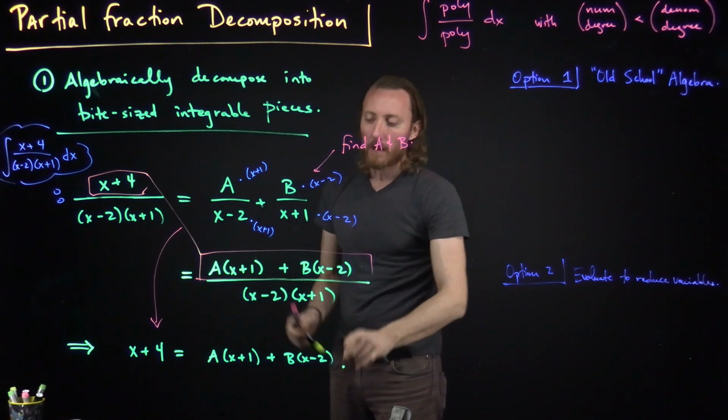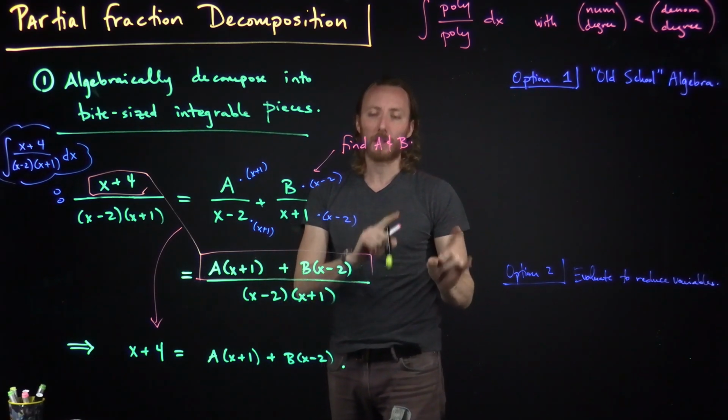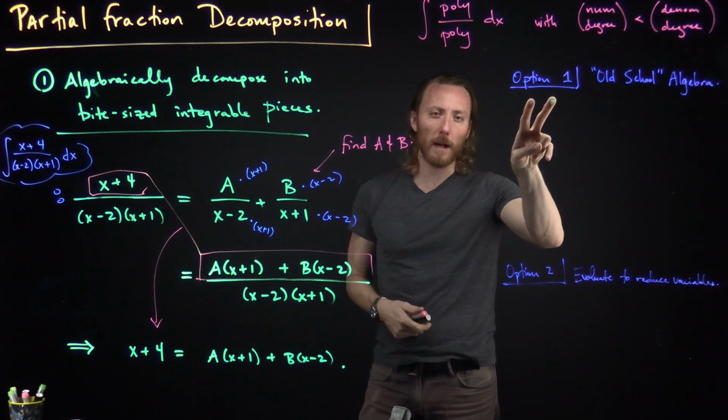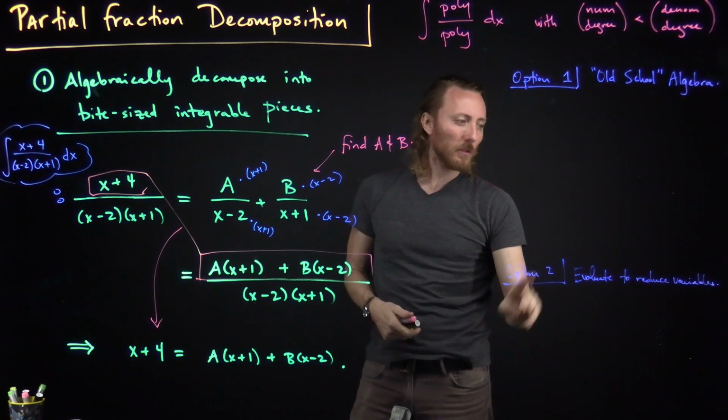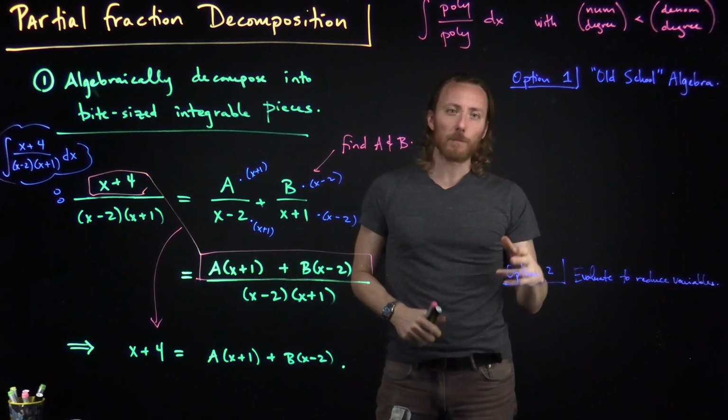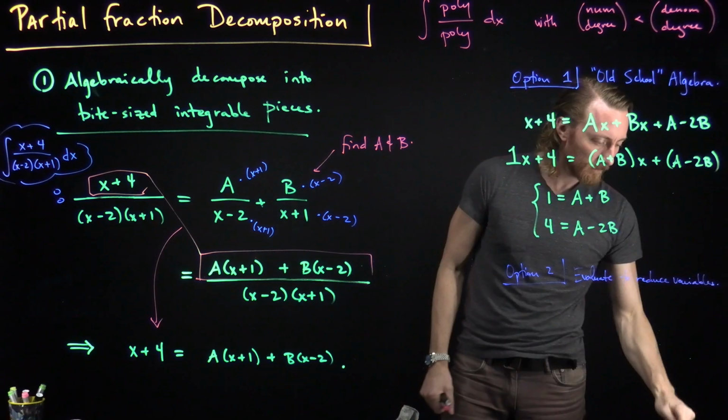And at this moment, there are going to be two ways in which we can proceed with the result. So one of them is going to be option 1, using old school algebra. The other is going to be option 2, evaluating to reduce variables. We'll break down each of these processes. I'll start with option 1.